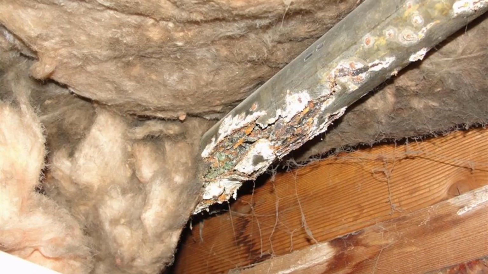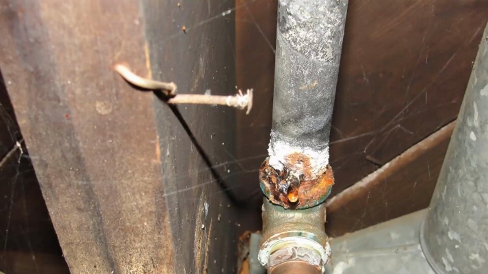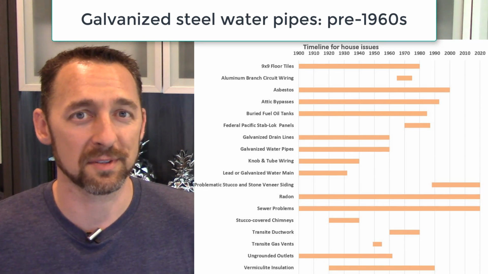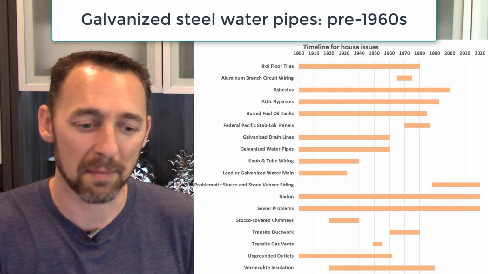Galvanized drain lines, you can expect to find those in homes built before about 1960 or so. Galvanized steel water pipes, same thing. The problem with both of those is that they corrode on the inside, the diameter gets smaller and smaller, and water can't pass through them.